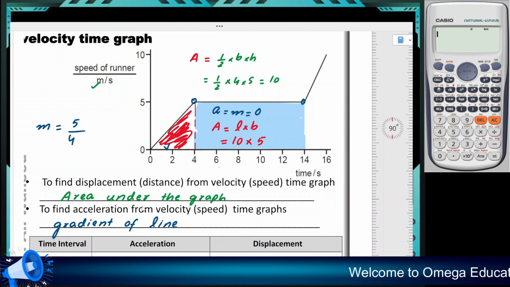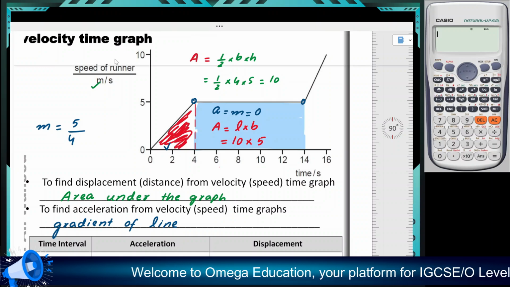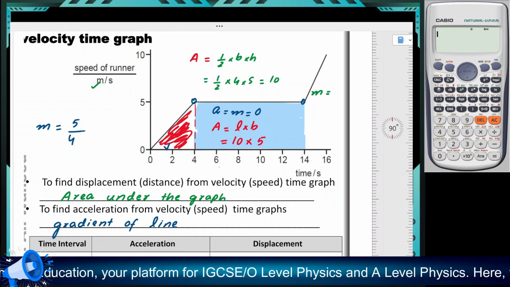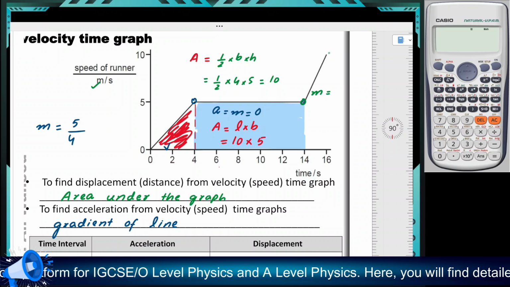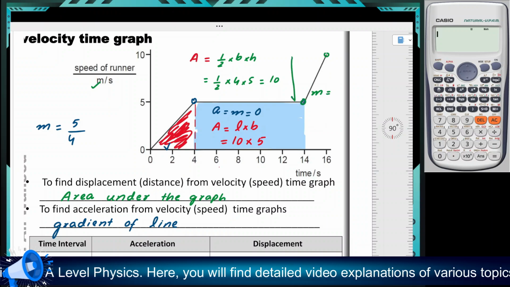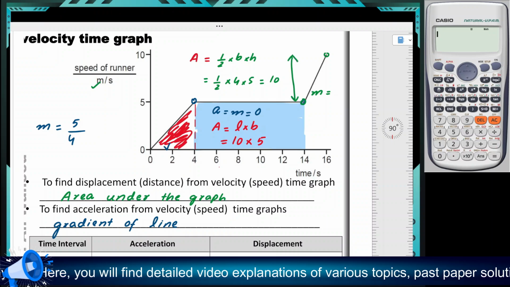First one, you need to find the acceleration. So for the acceleration, I simply need to find the gradient of the line. So gradient equals rise over run. This is the start point of the line, this is the end point of the line. What is the rise of the line?